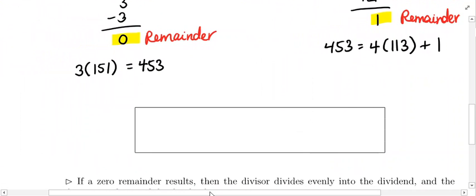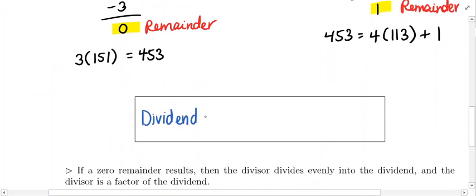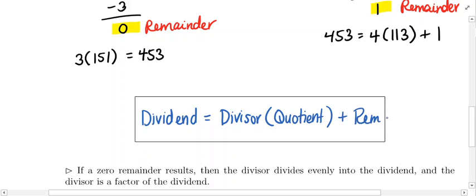So I'm going to actually write that down in the box. Again, if you're working with just numbers or if you're working with polynomials, to get the dividend, which is basically the number, or it'll be a polynomial later, underneath the division sign, you're going to take the divisor, multiply it by the quotient, and then add the remainder. Okay, that's always going to be true.